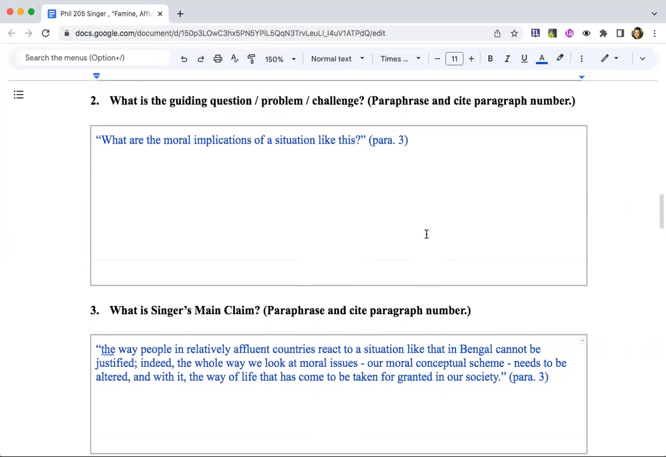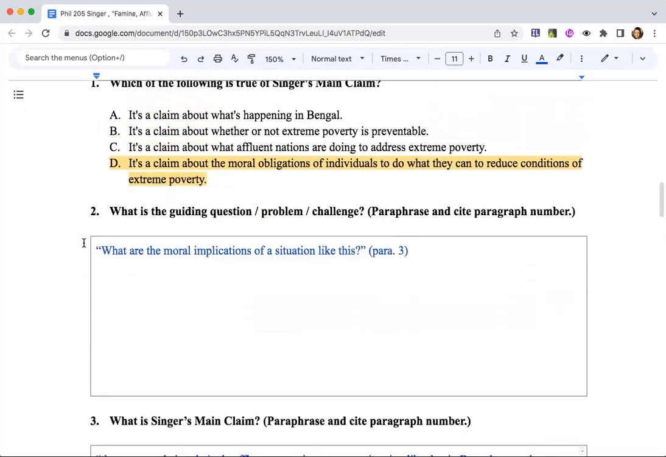Okay, so let's start with the question. What are the moral implications of a situation like this? This question doesn't stand on its own outside the context of the introduction I just copied and pasted it out of. It refers to a situation like this. The this refers to something we just removed the quote from. So if you're going to address this, let's say in a summary of Singer's argument, you wouldn't want to just include this because the reader wouldn't know what you're talking about.